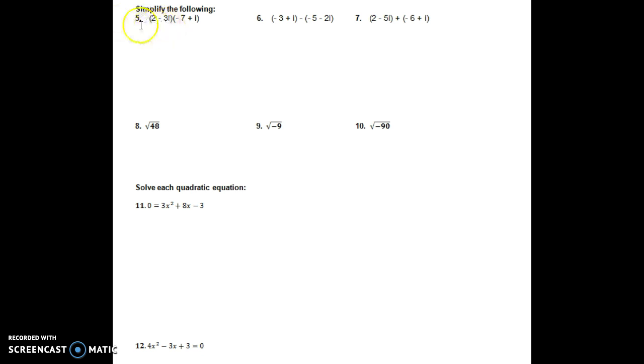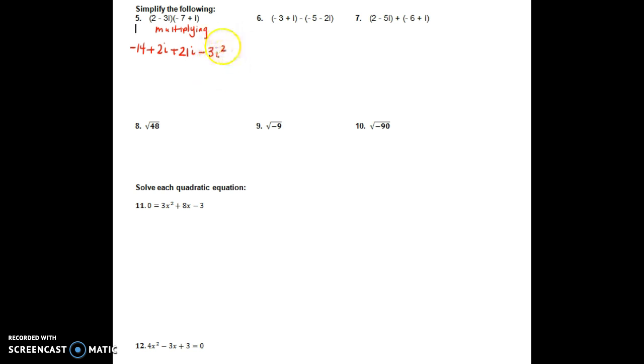So in question number 5, when you look at this, you should recognize that between the two parentheses, all we are doing is multiplying. So we're just going to FOIL together. 2 times negative 7 is negative 14. 2 times i is plus 2i. Negative 3 times negative 7 would give us a positive 21, but there's an i. And negative 3i times i would be a minus 3i squared.